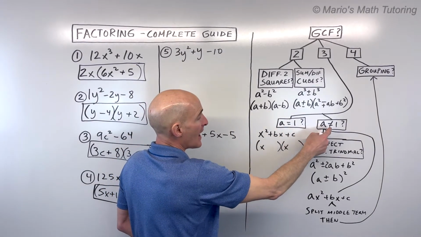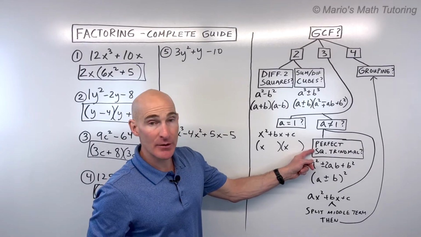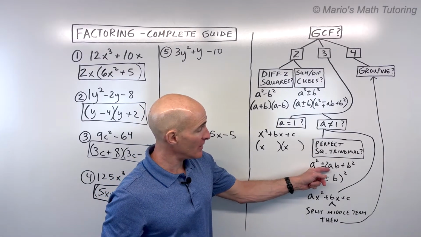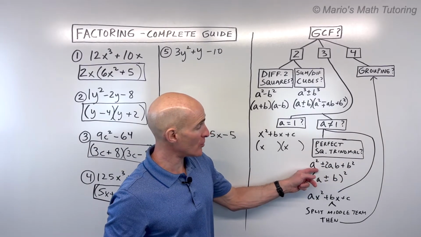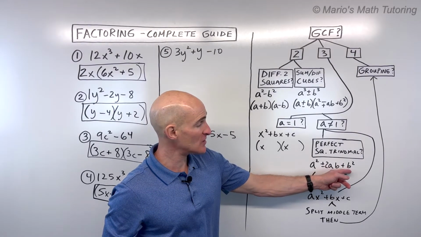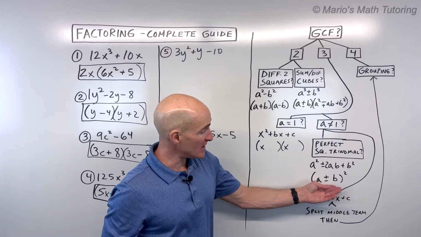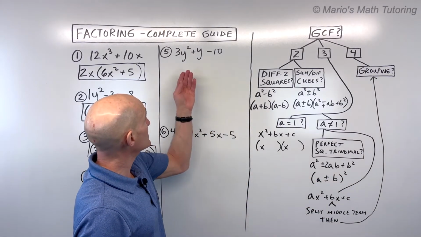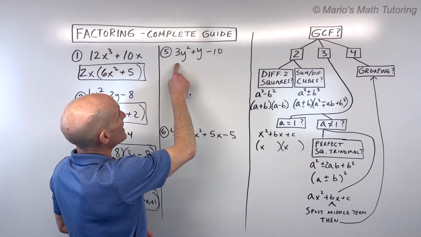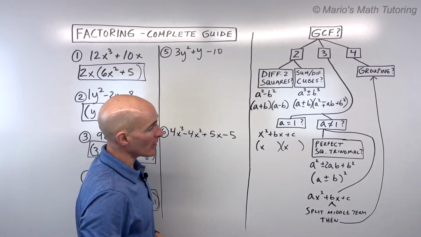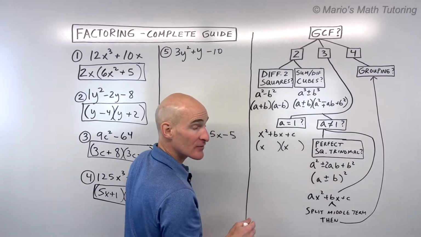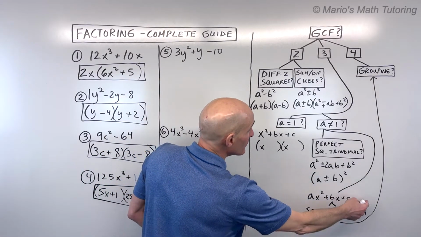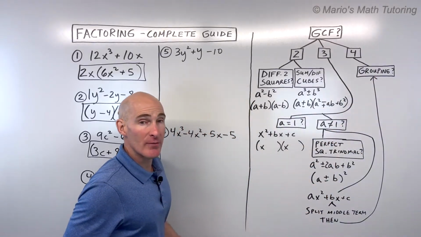So when it's not 1, you want to ask yourself, is it a perfect square trinomial? Meaning, does it fit this pattern a squared plus 2ab plus b squared, or a squared minus 2ab plus b squared? If it does, you factor it as a binomial squared. If it doesn't, which in this case, this one doesn't because this is not a perfect square and 10 is not a perfect square. So I always check the first and the last to see if those are perfect squares. Then I look at splitting the middle term and then doing what's called factoring by grouping.